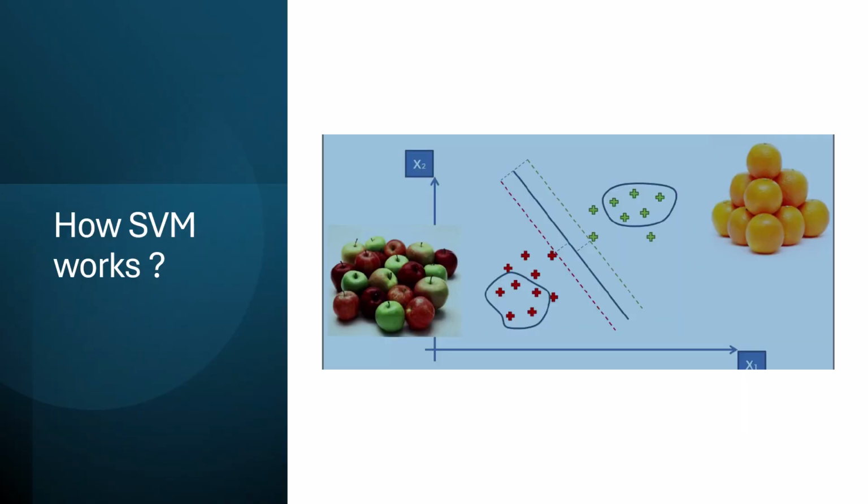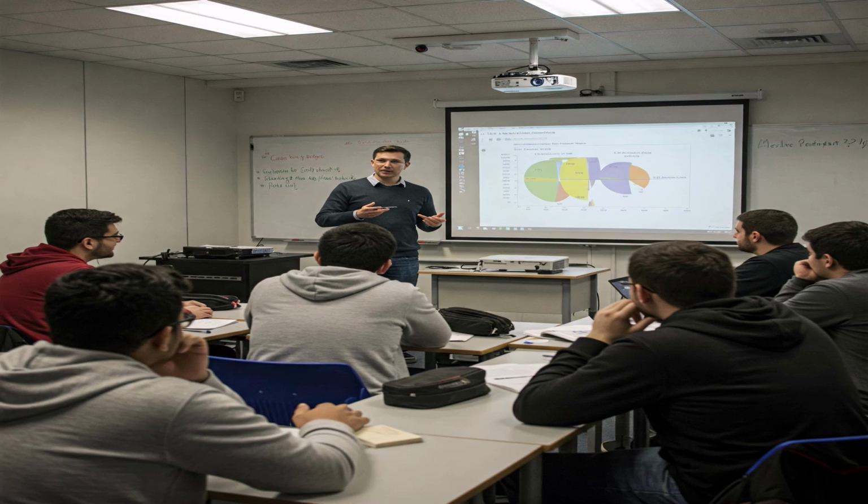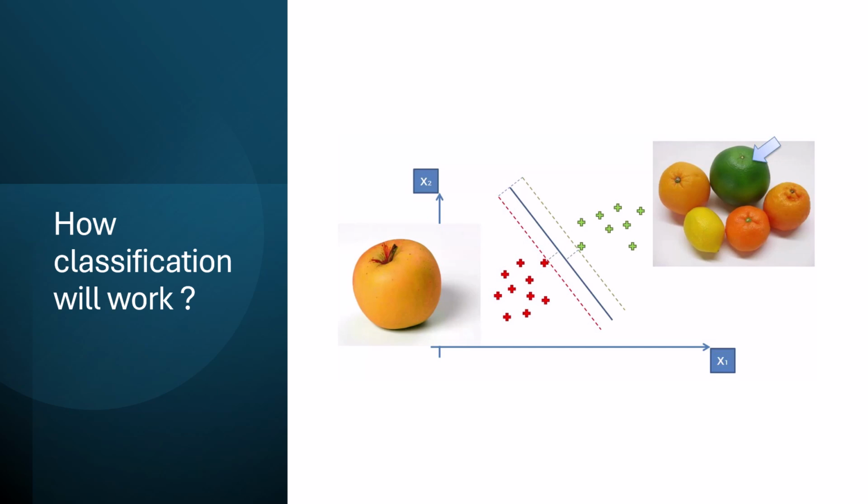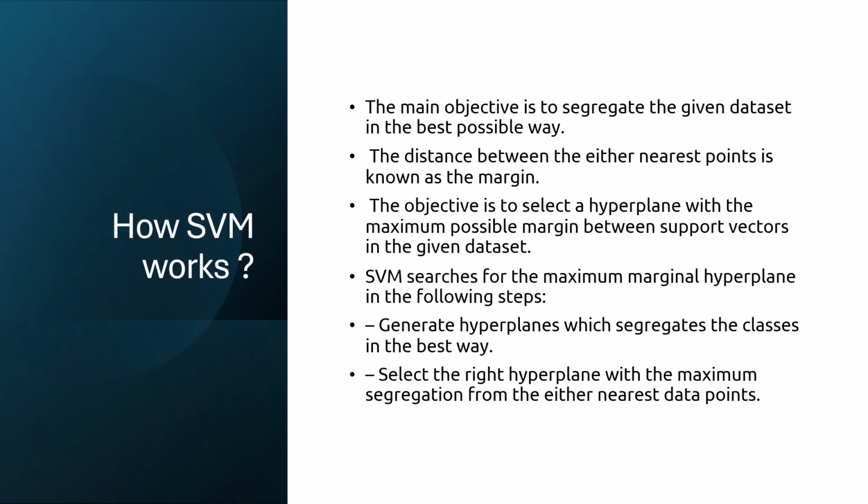How the support vector machine works. The main objective is to segregate the given dataset in the best possible way. The distance between the nearest points is known as the margin. The objective is to select a hyperplane with the maximum possible margin between support vectors in the given dataset. SVM searches for the maximum marginal hyperplane in the following steps. Generate hyperplanes which segregate the classes in the best way. Select the right hyperplane with the maximum segregation from the nearest data points.